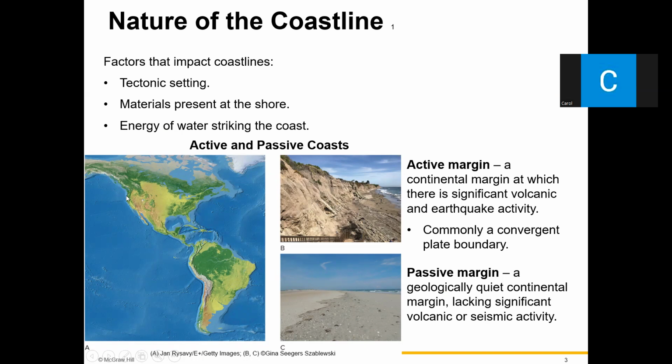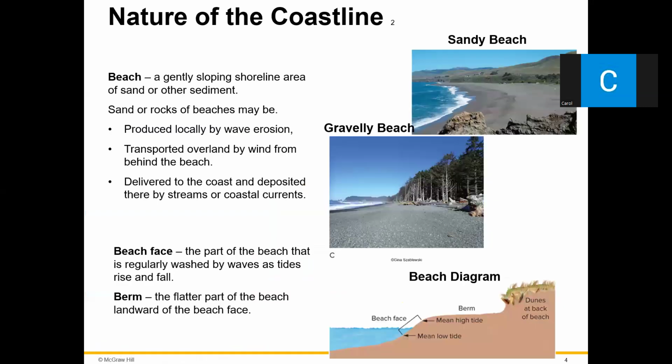And everything's rising. We have the accumulation zones and the volcanoes and everything happening there. So here the land is coming up, and here the land is going down on your passive margins. Other things go into effect, like the type of rock, how easily it weathers, the energy of the water, and even your vegetation can make a difference in how your coast is going to look.